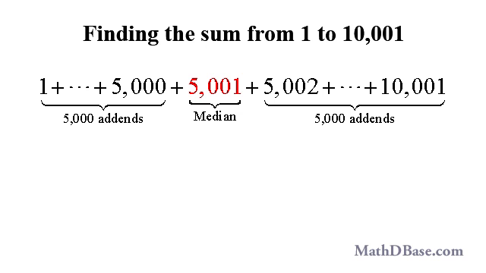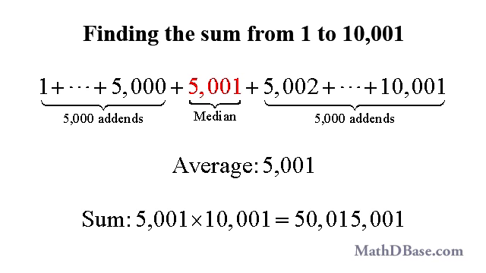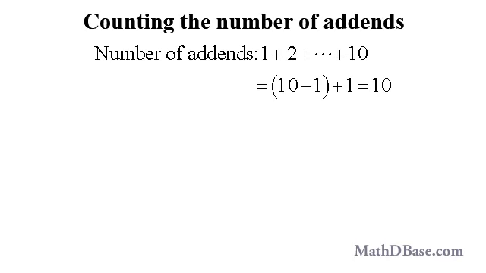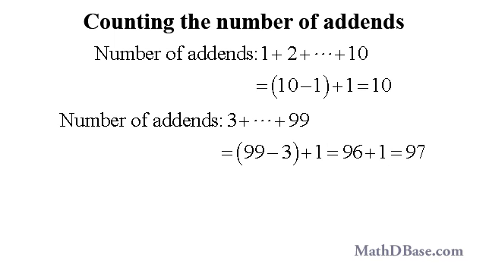So the first group will have the 5,000 addends from 1 through 5,000, and the next number is 5,001. That will be the median. The second group will have the addends from 5,002 through 10,001. The median 5,001 is the average, so the sum of the first 10,001 natural numbers is 5,001 times 10,001, which is equal to 50,015,001.